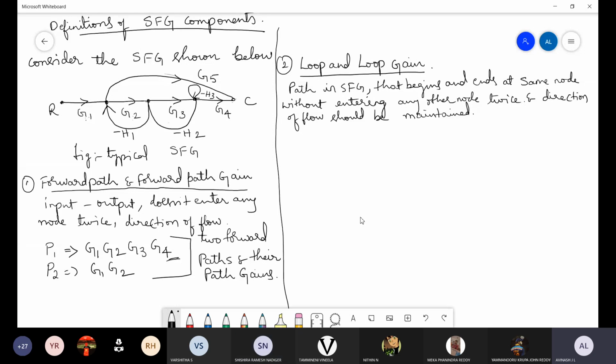No, it has to be a loop. Loop means, see, when you're talking about G5, you tell me first one, I'll clarify. So according to you, what is the first loop? G3 minus H2. G3 into minus H2. Fine. Next, what according to you is the next thing? G2 into minus H1. Okay, fine. According to you, next one. Minus H3. Minus H3. Next one.